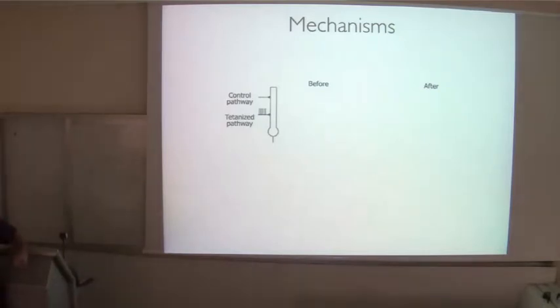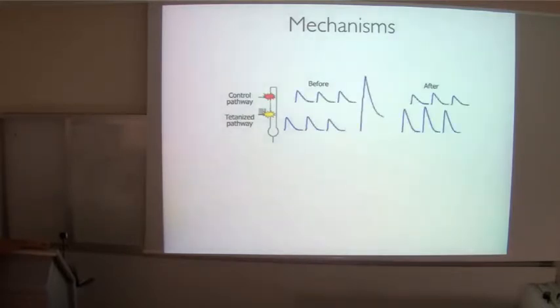Okay, so here again is the phenomena, a cartoon of the phenomena of LTP. You have, say, a CA1 pyramidal cell, for example. You have 2 pathways. One is a control, one is a tetanized one. You test them, and on the control pathway you get an EPSP. Every time you give a stimulus, you get an EPSP.